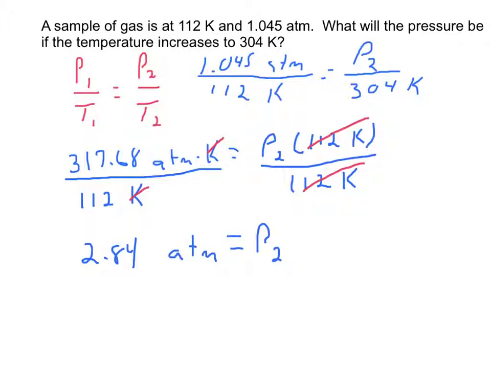And again, that makes sense. Remember, this is a situation where pressure and Kelvin temperature are directly proportional. And as a result, since our temperature had increased, we expected our pressure to increase, and indeed it did. Our initial pressure was 1.045 atmospheres, and now it is 2.84 atmospheres. It has increased as well.